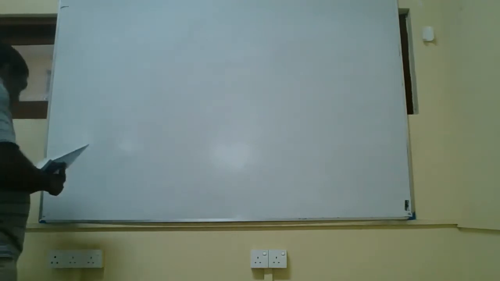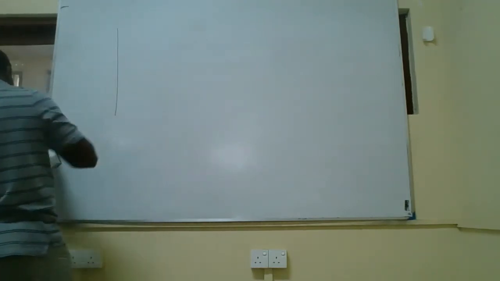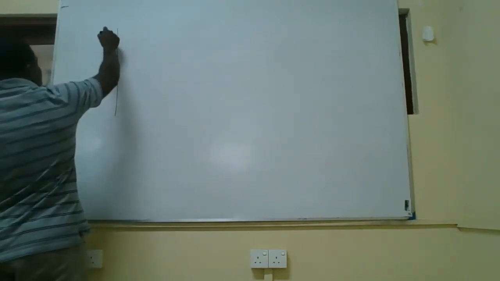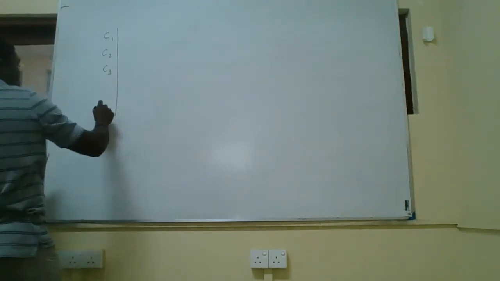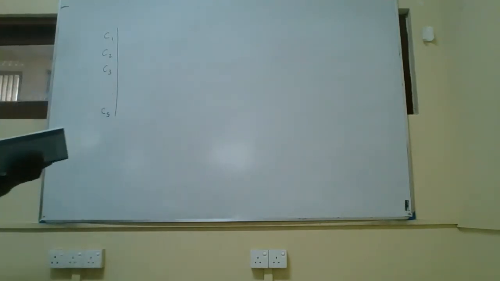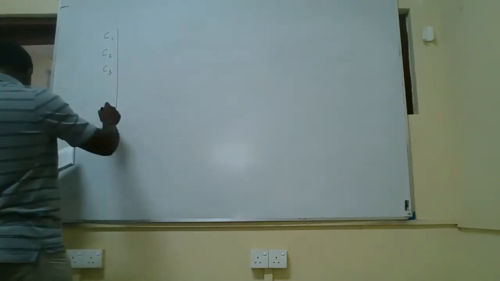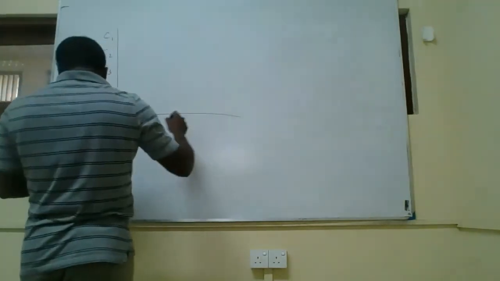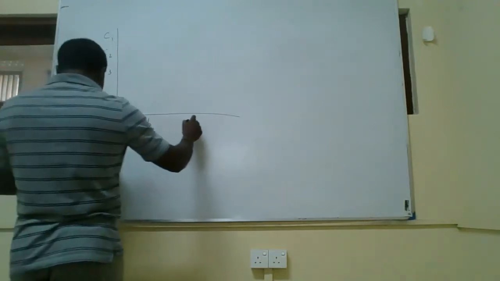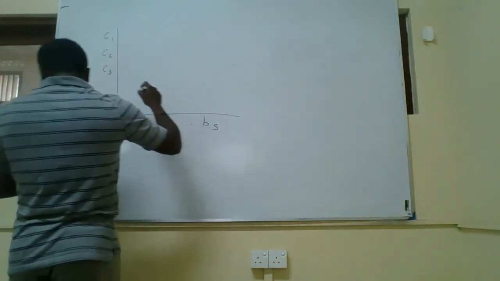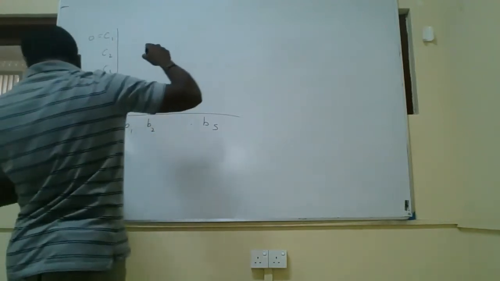Okay, so last time this is what we see, right? So the C's are here, and then the B's are here, and then so this is obviously 0.